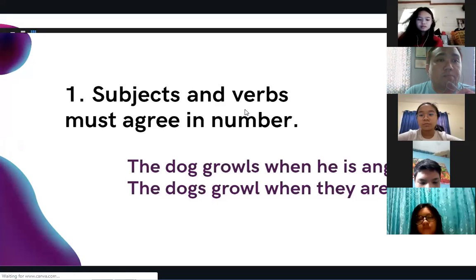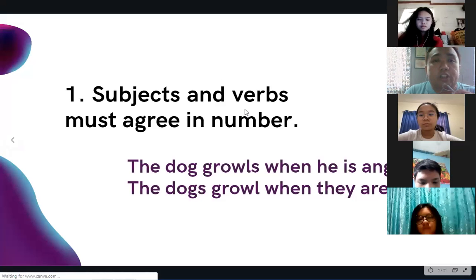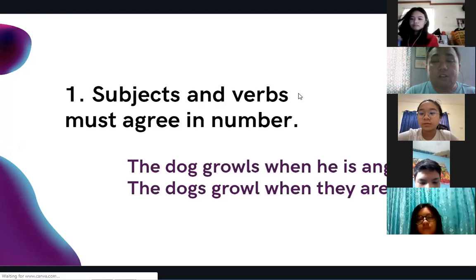Sige, iwanan mo na kita, Phoebe. How about you, Jody? Do you know how do we make a subject plural? Sir, to make a subject plural po, the verb must have no S in the end. How about the subject? There's S po in the end to make it plural. Very good. Thank you for helping out.